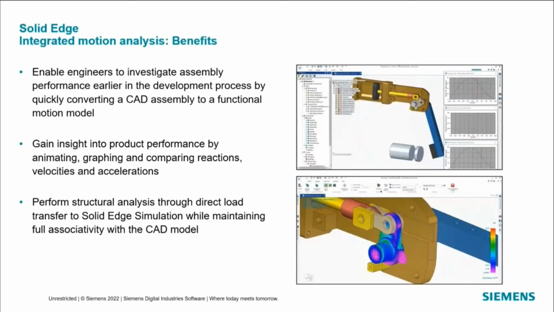Solid Edge integrated motion analysis benefits are continued on this page. We enable engineers to investigate assembly performance earlier in the development process by quickly converting a CAD assembly to a functional motion model. We gain insight into product performance by animating, graphing, and comparing reactions, velocities, and accelerations. We perform structural analysis through direct load transfer to Solid Edge Simulation while maintaining full associativity with the CAD model.